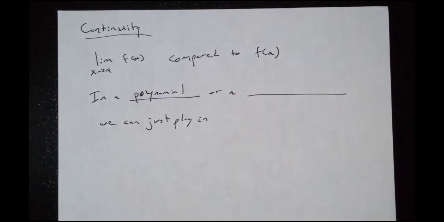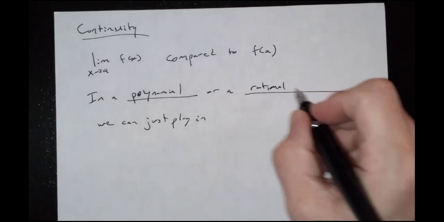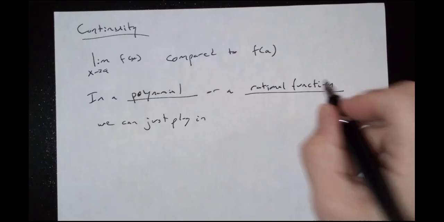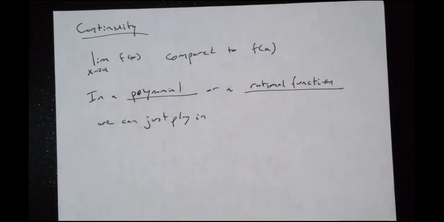And polynomials are powers of x, whole number powers, added, subtracted, maybe multiplied by numbers, things like x squared plus 2x. Or a rational function. And the rational function is polynomial over polynomial. As long as I get a valid answer. In other words, when we plug in, and plugging in works. If I get 7 over 0, I can't do anything with that.